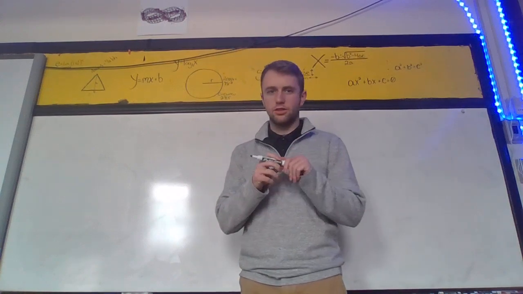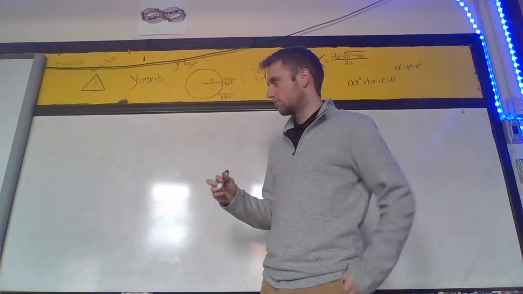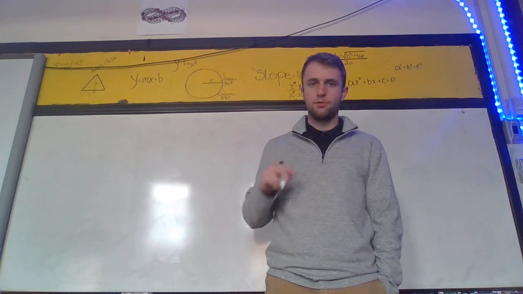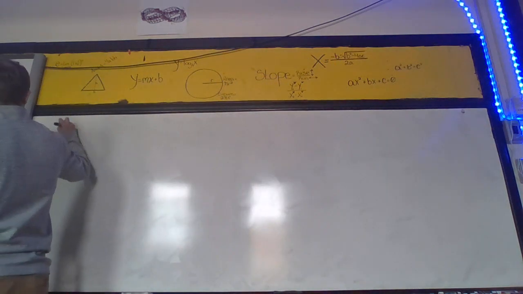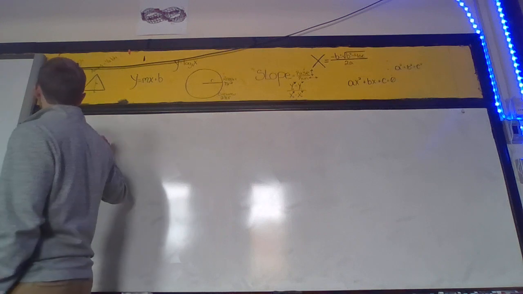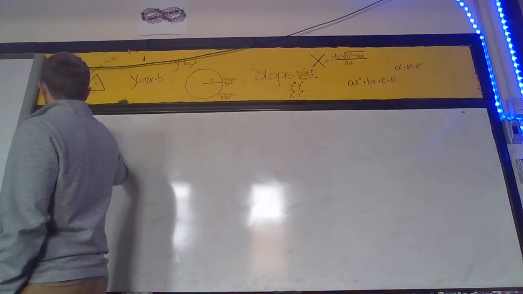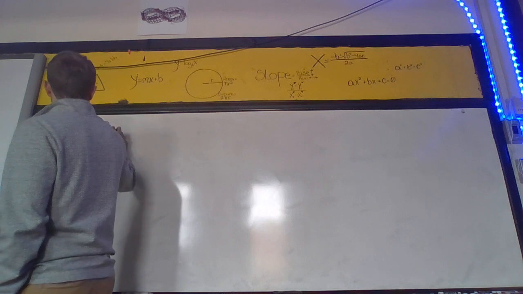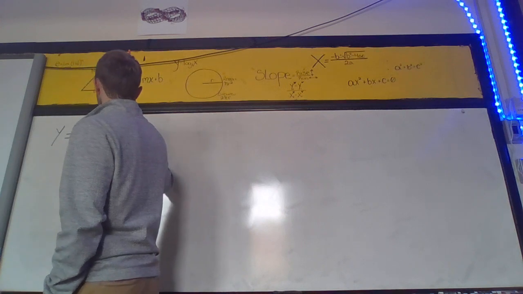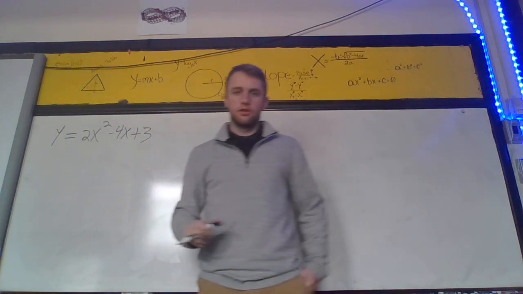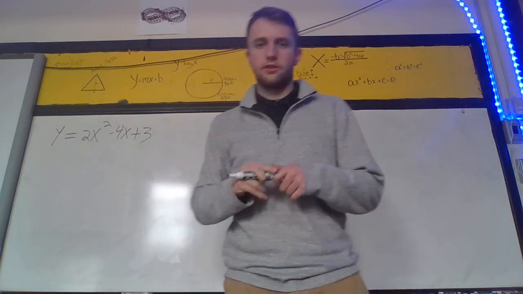Alright, so we are working on parabola equations where we have multiple x values. Let's say that you've got the equation y is equal to 2x squared minus 4x plus 3. It looks fairly scary when you look at it, okay?